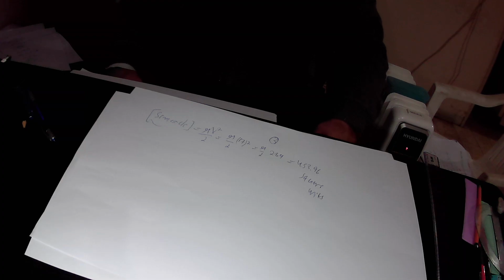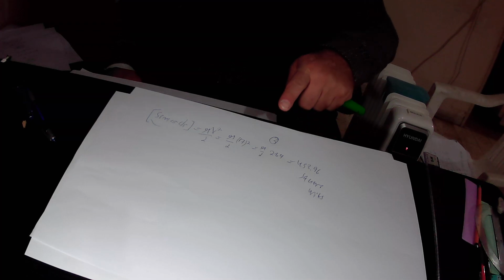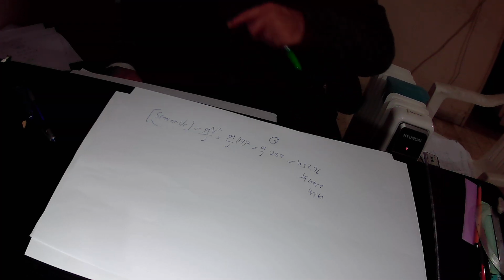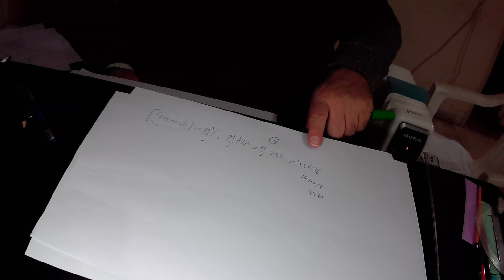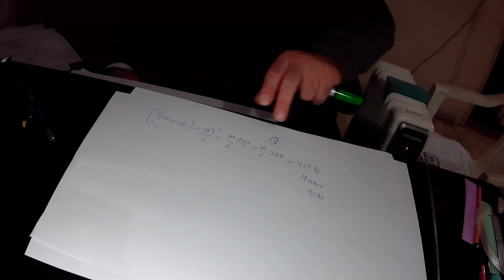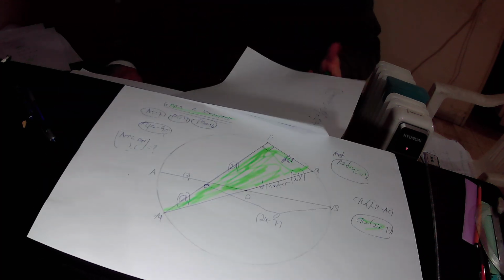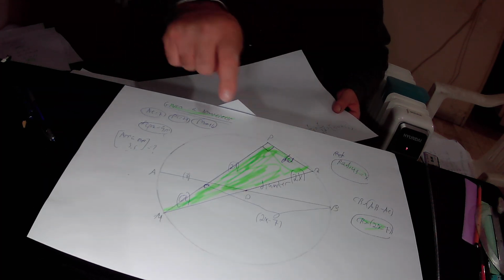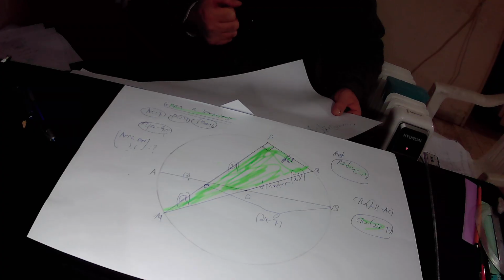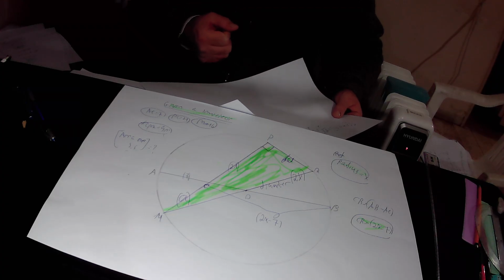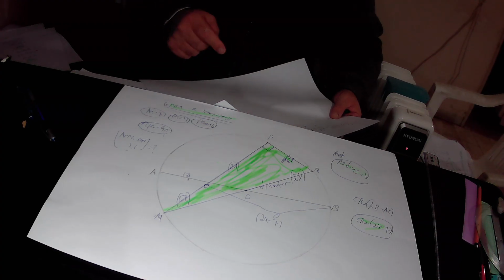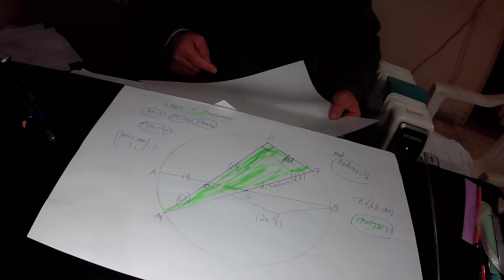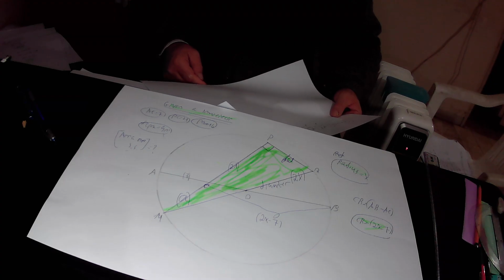So 17 squared is 289, so in total the area of the semicircle equals 289 pi over 2 square units. In terms of numbers, the area of the semicircle equals 453.96 square units. In total, the area of this semicircle, the area that we are looking for, equals either 289 pi over 2 square units, or in terms of numbers, 453.96 square units. Okay, thank you very much.